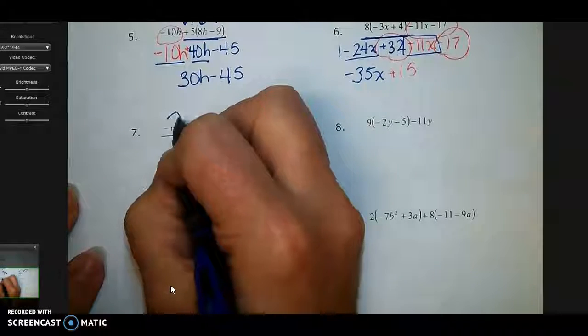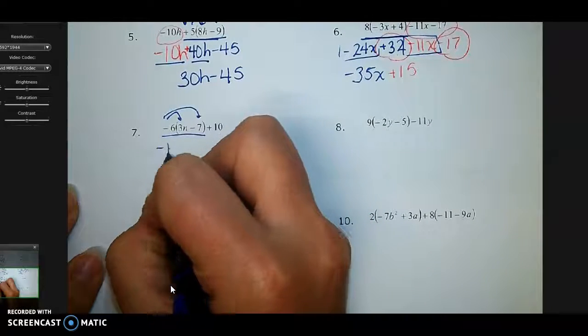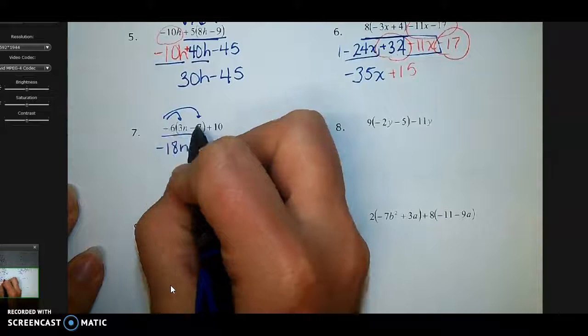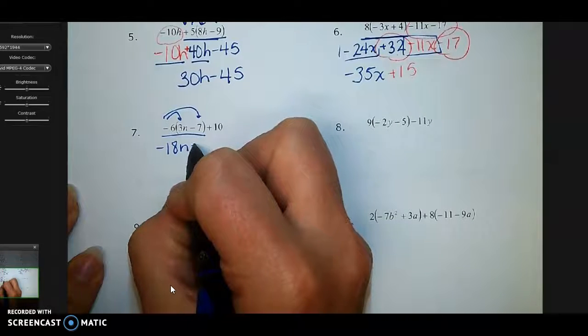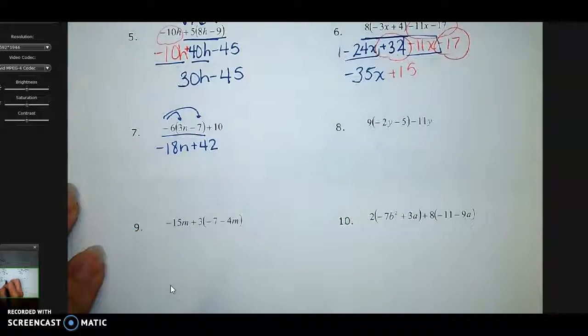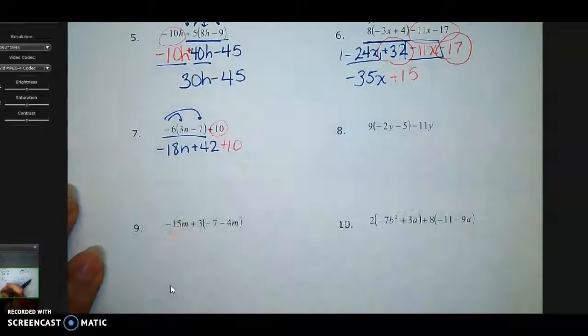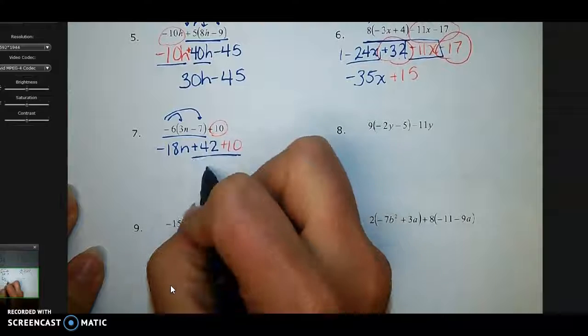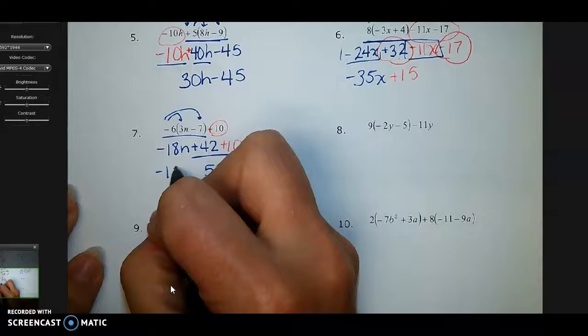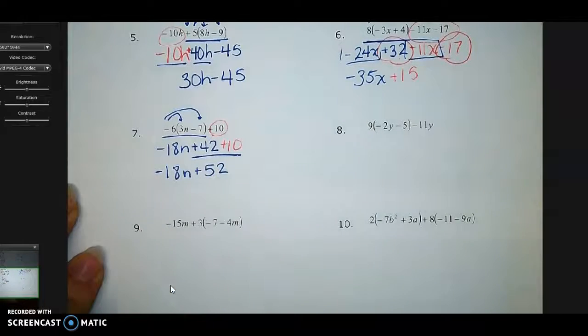Next one, distributing. I'm distributing a negative 6, so I get negative 18n. Negative 6 times negative 7 is 42, a positive 42. And then I have that plus 10 from the end there. These are my like terms, so I get negative 18n plus 52.